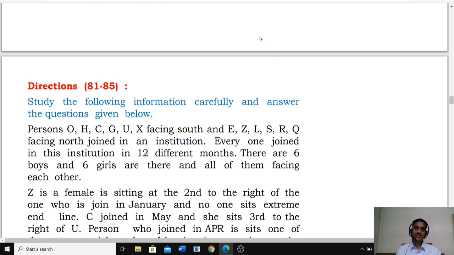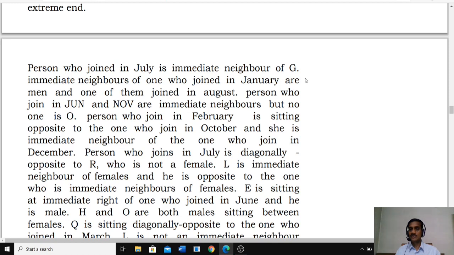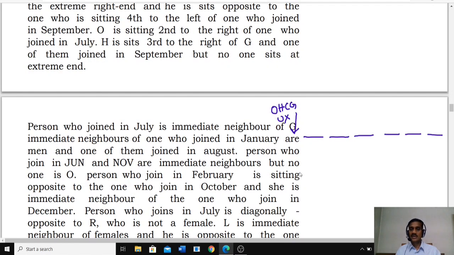Then next one, 81 to 85, it is based on parallel rows. Most of the information is given here itself. There are 6 persons, O, H, C, G, U, X. The persons O, H, C, G, U, X are facing towards south, they are in row 1. Row 2: E, Z, L, S, R, Q. They are facing towards north.